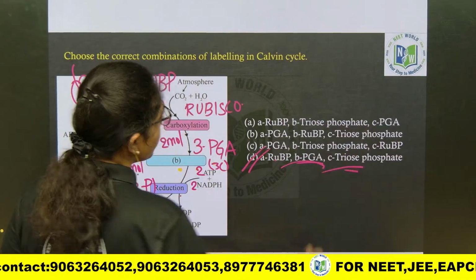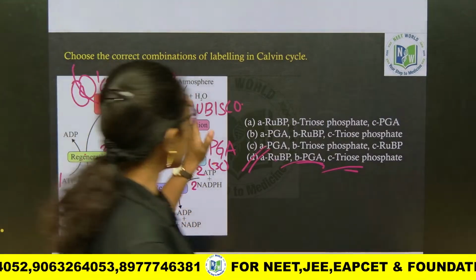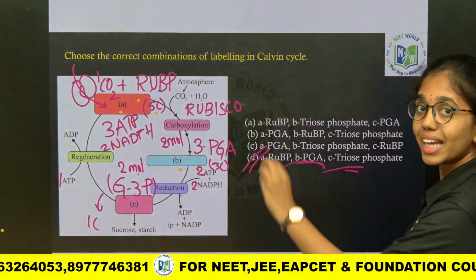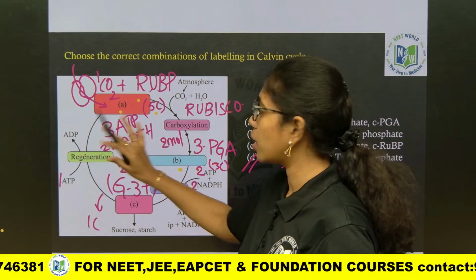and C is triose phosphate, that is glyceraldehyde 3-phosphate. Very good, beta. I am explaining each and every concept in a gist, in brief, so that we can answer quickly the coming questions on that concept. Okay?